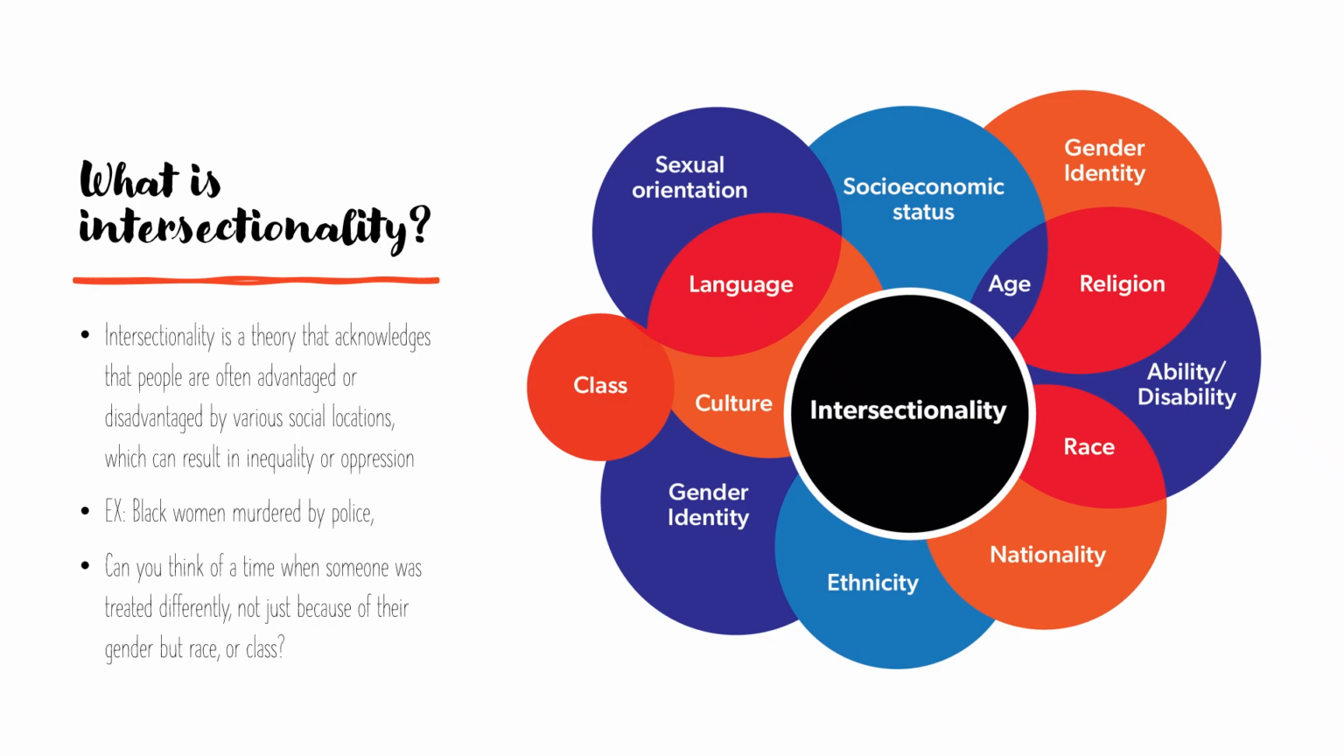What is intersectionality? Intersectionality is a theory that acknowledges that people are often advantaged or disadvantaged by various social locations, which can then result in inequality or oppression. An example of this can be Black women being murdered by police. And one of my questions is, can you think of a time when someone was treated differently, not just because of their gender, but race or class?